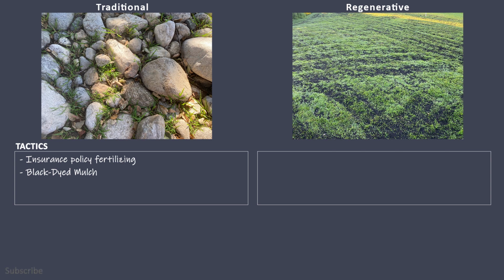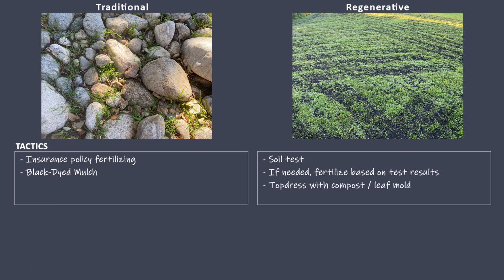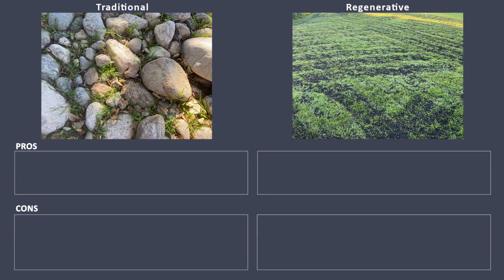Tactics for regenerative landscaping include the use of soil tests, which are typically completed by university extensions, and the application of high-quality composts or leaf molds. Let's finalize soil health by looking at the pros and cons.